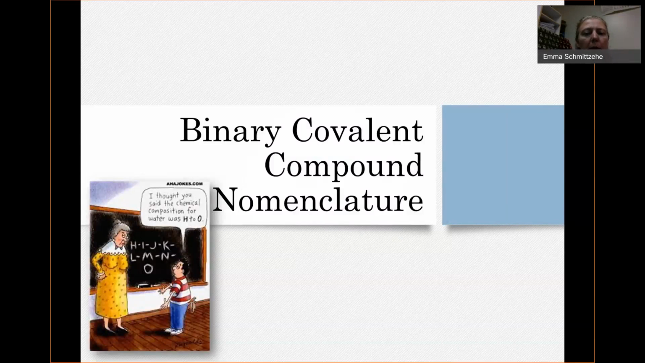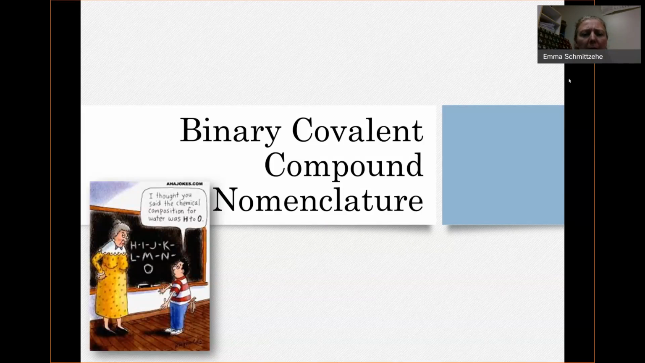Okay, I'm going to talk about binary covalent compound nomenclature. Covalent compounds can get pretty complicated. That's why I'm going to focus just on binary, okay? When you get to more complicated ones, you can have different systematics. We will also look at acids in another video. We won't go into things like organic compounds right now.